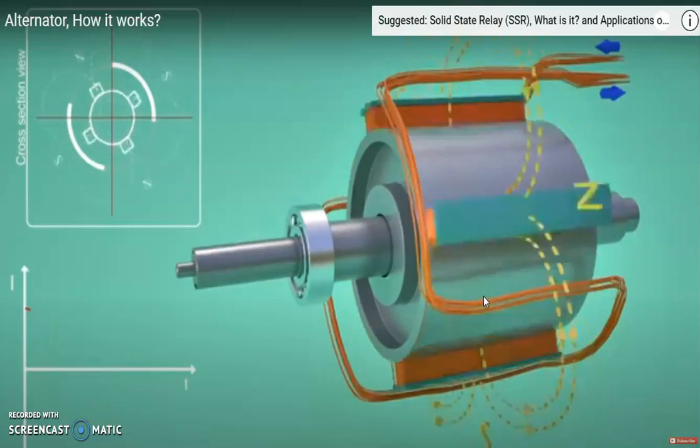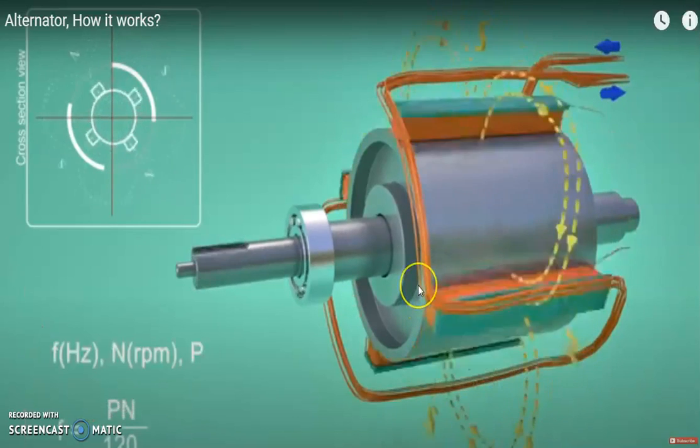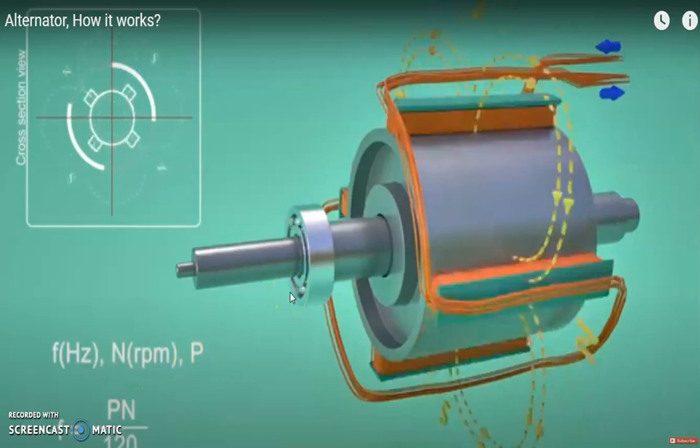Now this alternating wave has the frequency of this particular system. That means the frequency of the generated EMF basically depends on the number of poles as well as the speed of the generator. P is the number of poles and N is the speed in RPM. As we know, f equals P into N divided by 120, and by using this formula we can calculate the frequency of the generated EMF.